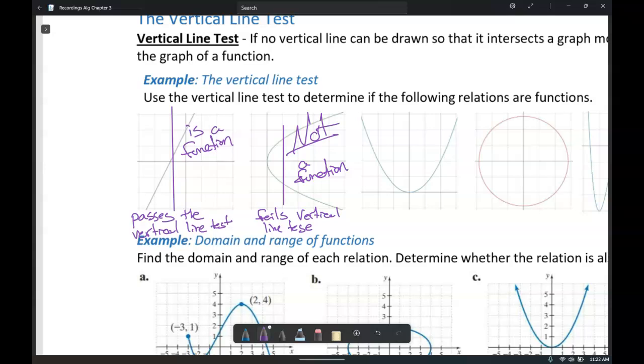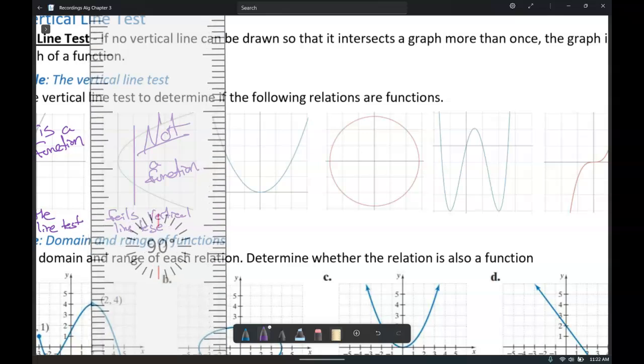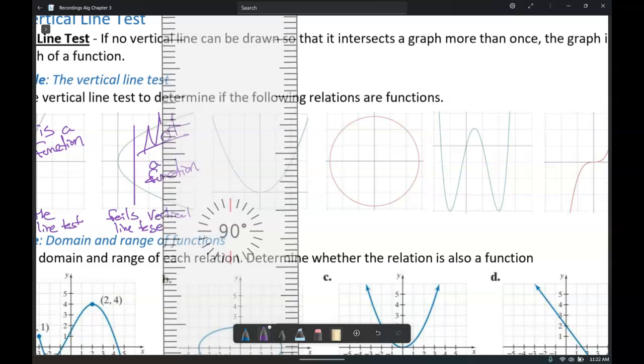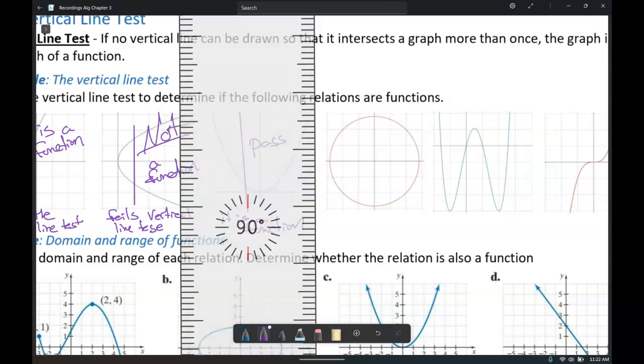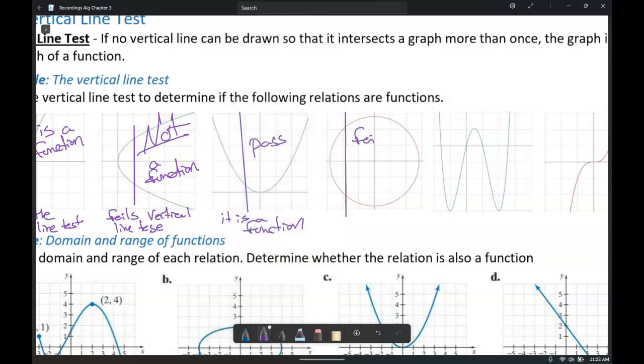We can continue, and we could take that vertical line, and I'm never touching this curve more than once. So we are passing the vertical line test here. This one passes, meaning it is a function. But our circle here, it fails pretty quickly the vertical line test. This one failed, so it is not a function.